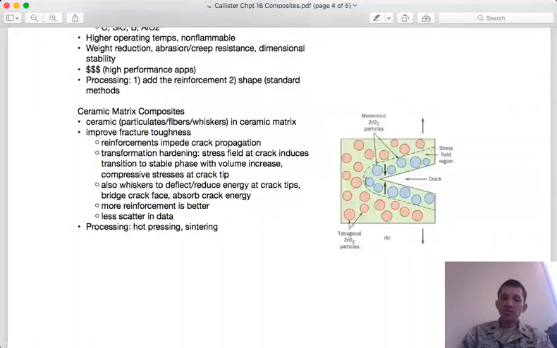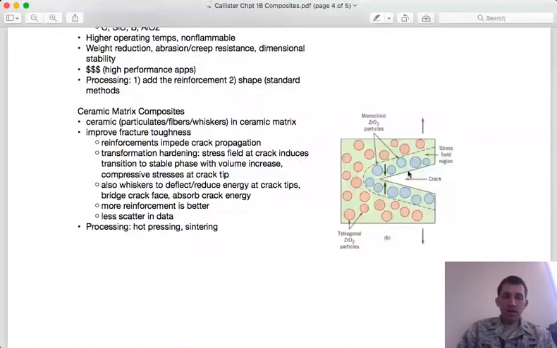And if it changes crystal structures, like in the example here with these zinc oxide particles changing from tetragonal to monoclinic, right? A change in crystal structure comes with a change in volume. And if the volume increases, then you can actually exert from within the material itself a compressive stress at the crack tip, right? Which, as we've seen several times now, can impede that crack growth. It tends to push it closed rather than pulling it open and making it longer.